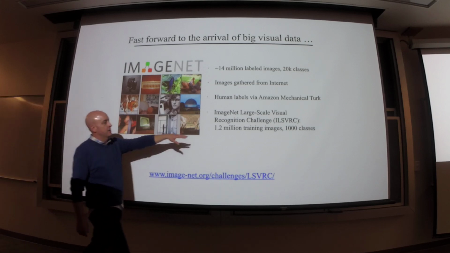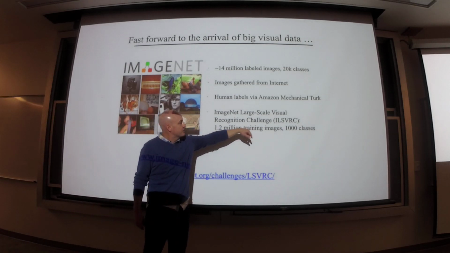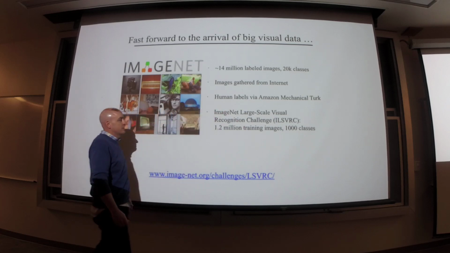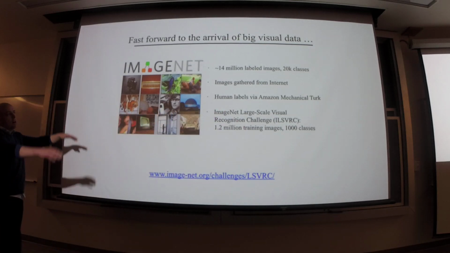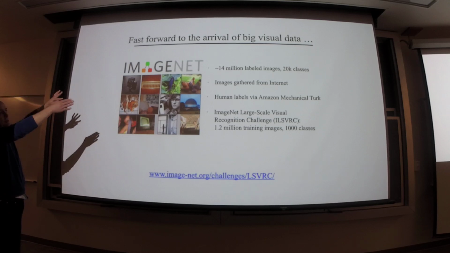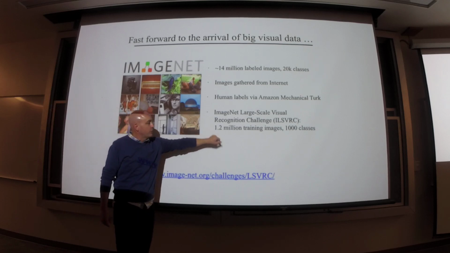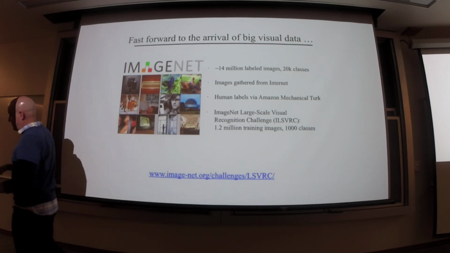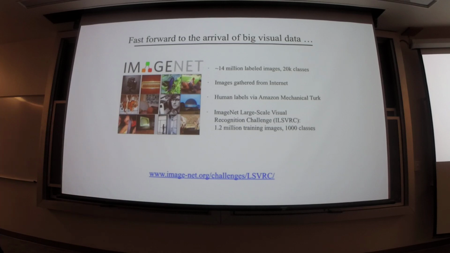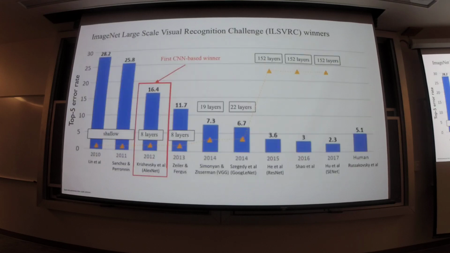So you'll see this acronym, ILSVRC, ImageNet Large Scale Visual Recognition Challenge. Of all those 14 million images and 20,000 classes, they carved out a subset of roughly 1.2 million images and only 1,000 classes, and created a competition on that. And this really, really drove innovation.